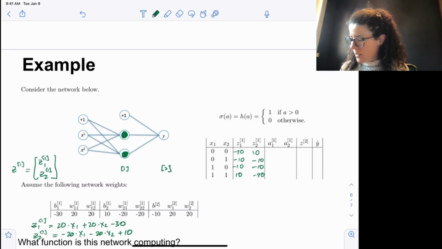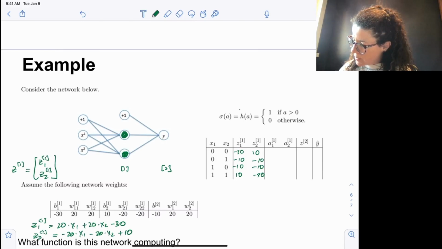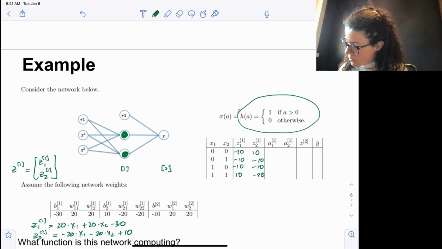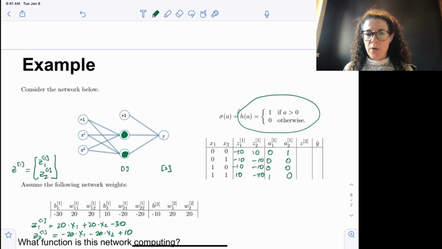Okay, so now we have to apply the nonlinear function, the one we have in here. H of A is this one. And basically it's just saying anything that is bigger than 0 is going to be a 1, otherwise you're going to have a 0. So minus 30 gets a 0, 10 gets 1, minus 10 gets a 0, 0, 0, 0, 1, 0.